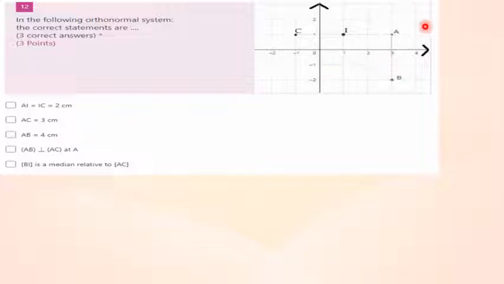Let's look first at the figure. We have A, I, C, B. These are the points plotted on the system. To calculate AI, let's check first. Is IA equal to IC? It's obvious from the figure, but I have to do calculation to get sure.